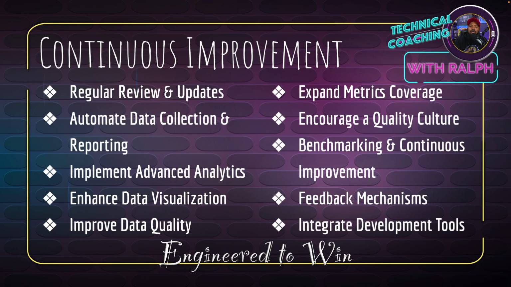You can have regular reviews and updates, automate data collection and reporting, implement advanced analytics, enhance data visualization, improve data quality, expand metrics coverage, and encourage a quality culture. That's so, so important. I don't think that this is emphasized enough, to have the whole entire organization be quality minded. And with a good quality mind, then it is going to lead to success everywhere else. All right. Benchmarking and continuous improvement, feedback mechanisms, and integrating development tools.